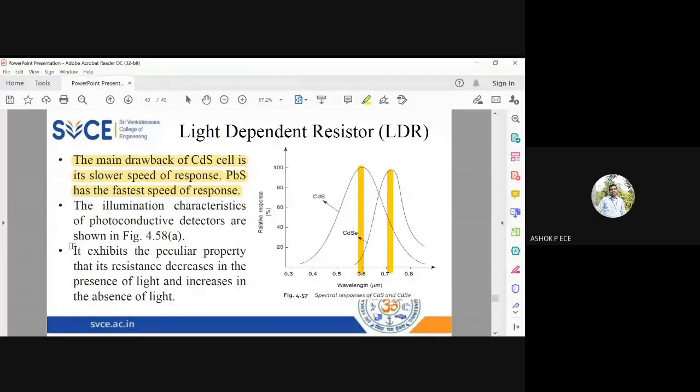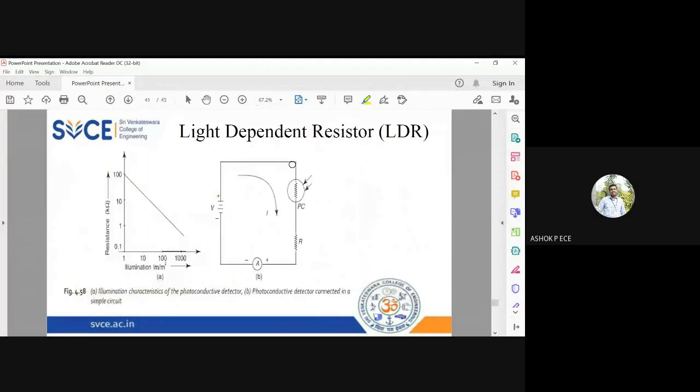It exhibits the peculiar property that its resistance decreases in the presence of light and increases in the absence of light. So it is just like the resistance is inverse. As the light is more and more focused, the resistance is going to be less. As the environment is more and more dark, the resistance is going to be high. It is inversely proportional.